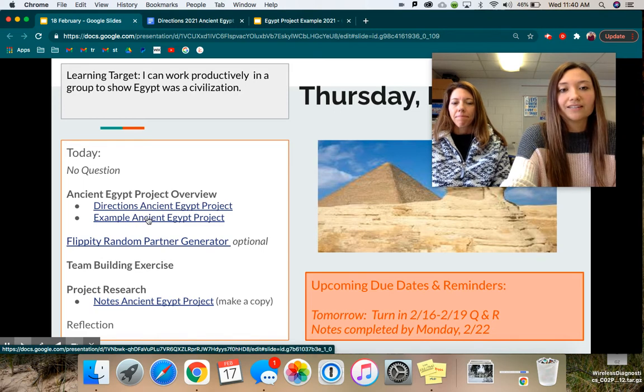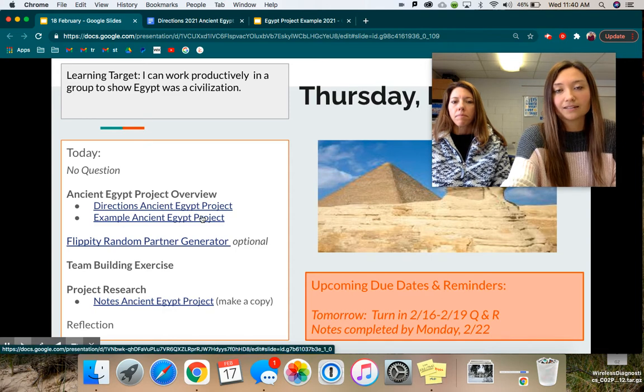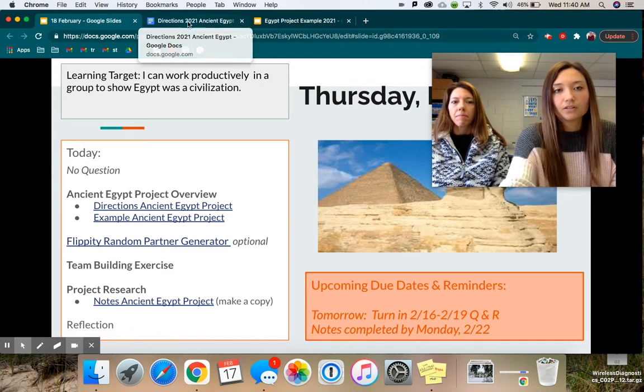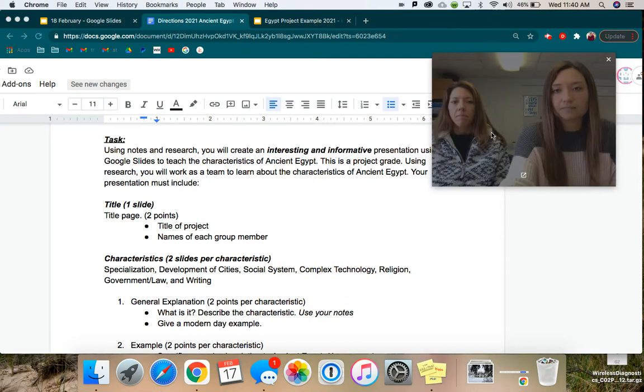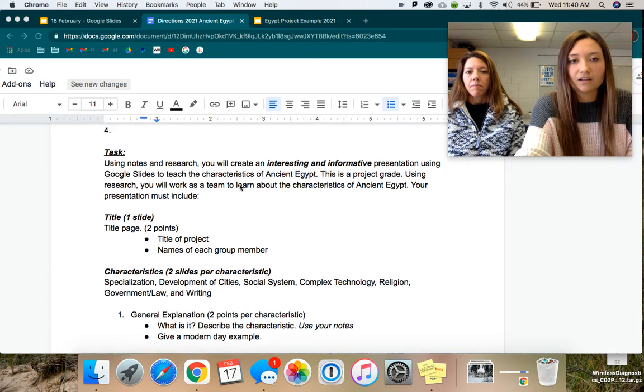There's also right here an example Ancient Egypt project. Again, this is where you find the example. If you need to look back, if you have any questions on clarification, there's a little example here. It's not much, but it kind of gives you a standard for what we're looking for. And that, again, is only going to be found right here. All right. So this is where you're finding your information for today. You're making a copy of the directions for your own use with your group. So let's jump to the directions now. If you're following along, you can click that link. Teachers, you can pause the video if you want students to go ahead and click that link along with us.